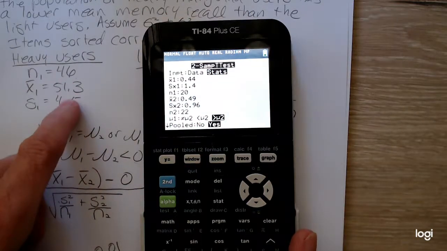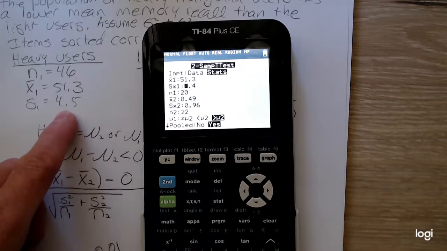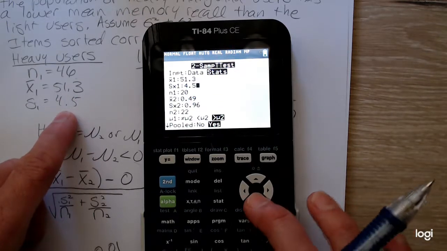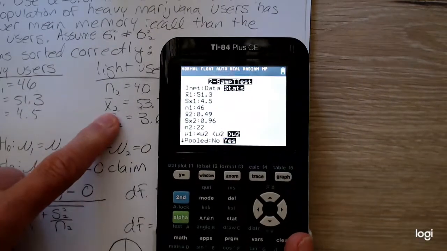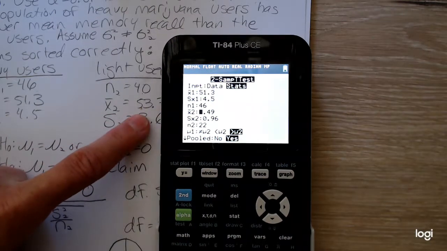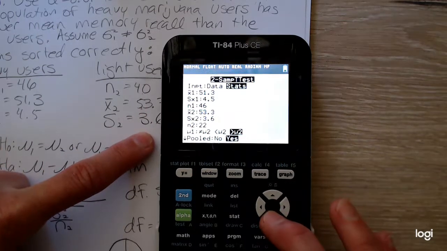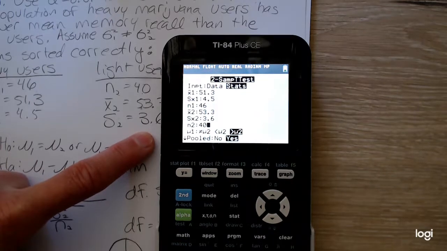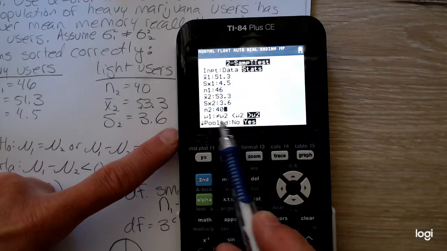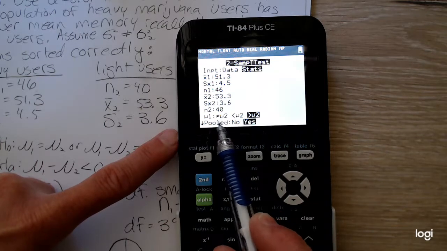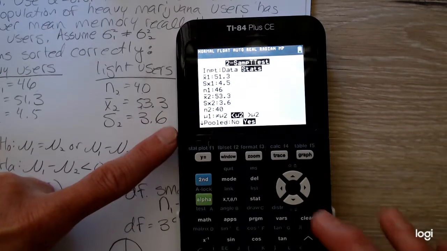I have the summary statistics, and I just need to change the values. Okay, so my first sample mean was 51.3, sample standard deviation 4.5, sample size 46. Second sample information, 53.3 for the sample mean, 3.6 for the sample standard deviation, 40 for the sample size. And now I need to change the alternative to be a lower-tailed test or a left-tailed test.